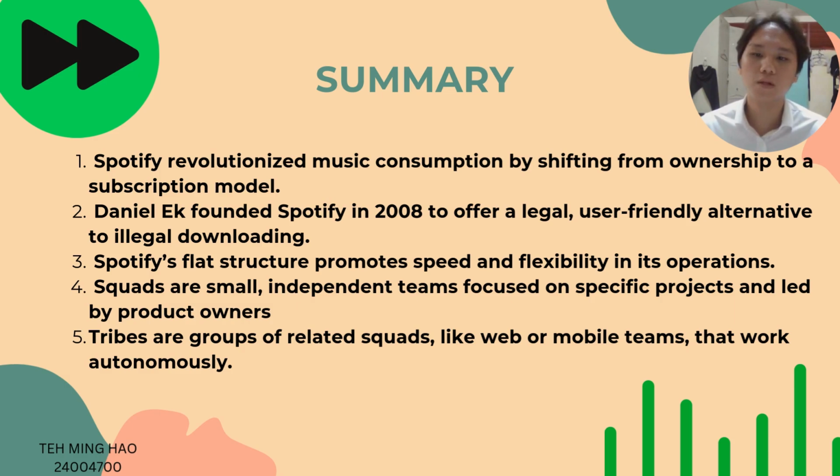Squads are small, independent teams focused on specific projects and led by the product owner, where squads are filled with employees with different skills, and product owners ensure that the work is prioritized towards the goals of the company. So number five, tribes are groups of related squads, like web or mobile teams, that work autonomously. So tribes are a group of squads that work in similar areas.